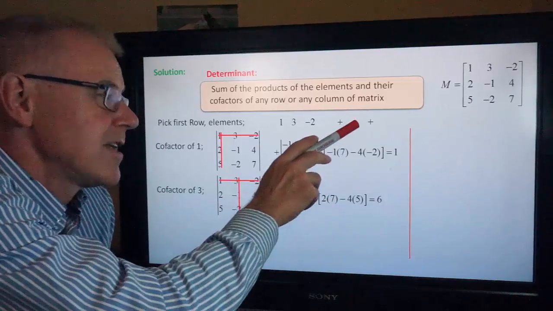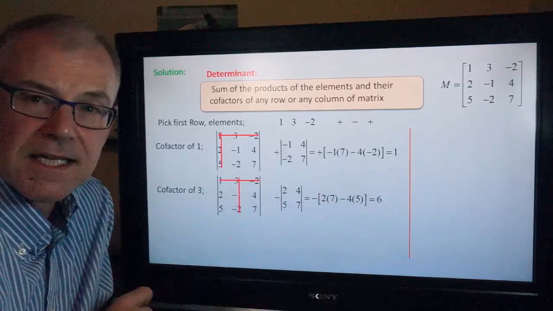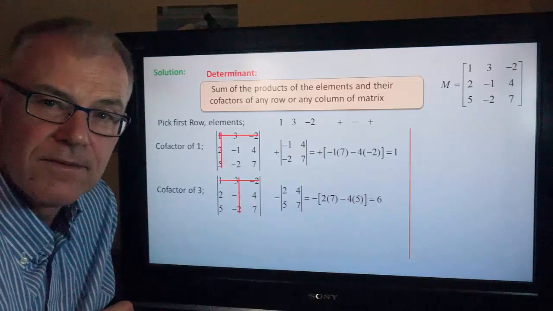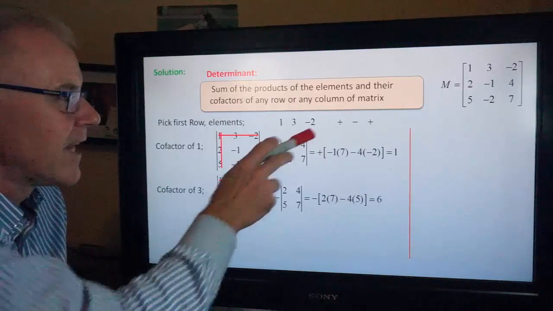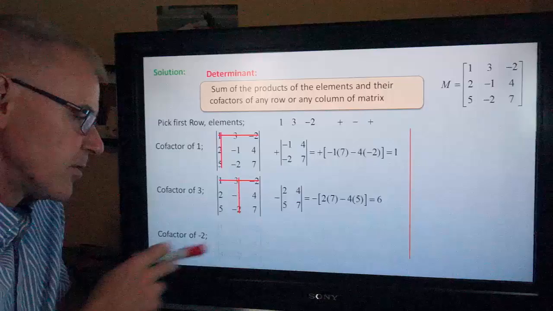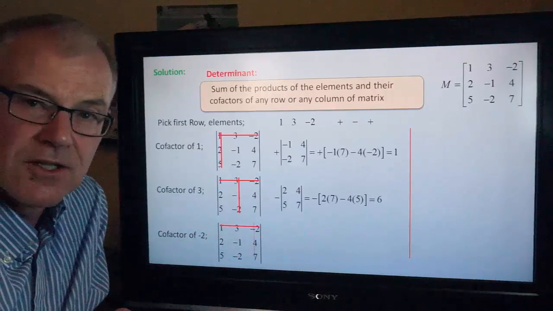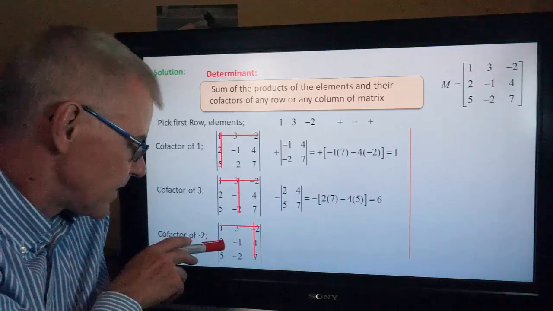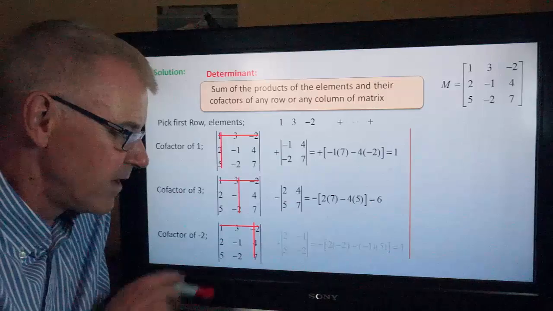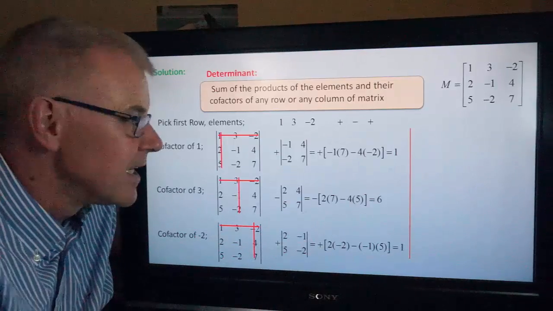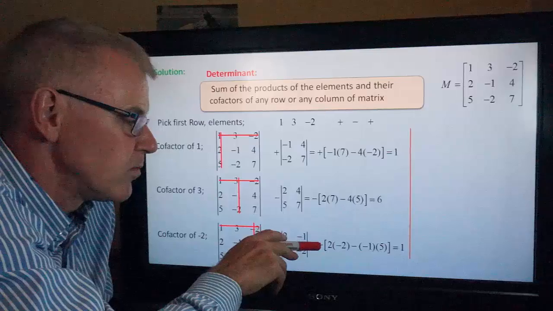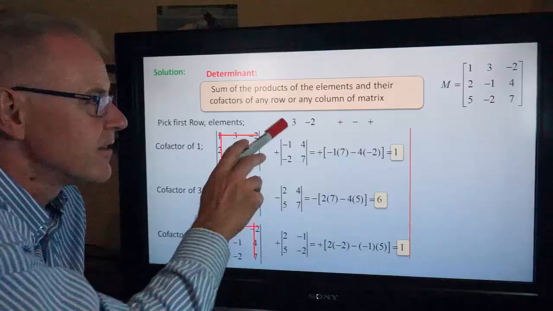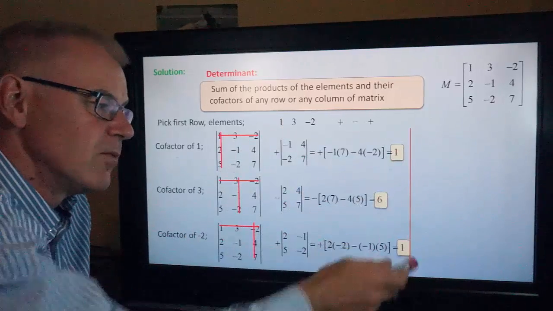And then we look at its position, which has a sign of minus, and we multiply minus 6 by minus 1 to give plus 6. Finally, we get the cofactor of the last element, minus 2. So we cover the row and the column containing minus 2. Get the determinant of the resulting 2 by 2 matrix, which will be 2 times minus 2 minus 1 times 5, and that will be plus 1. Check its sign, which is positive, so plus 1 multiplied by plus 1 is just 1. So the three cofactors of these three elements are 1, 6 and 1.